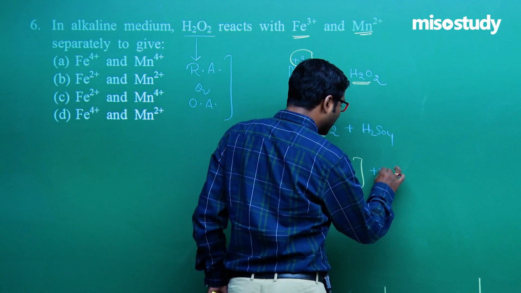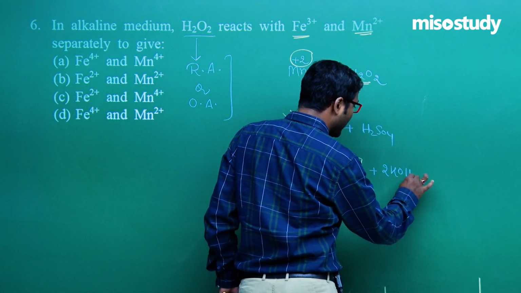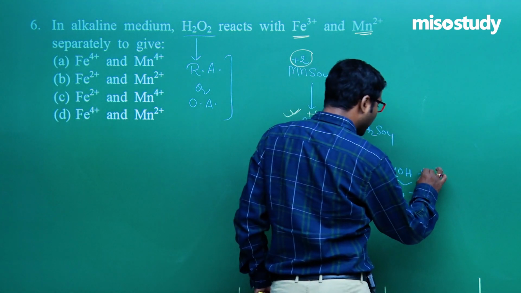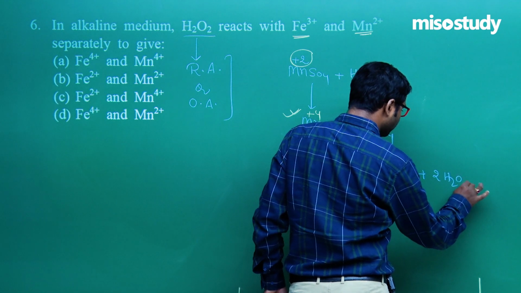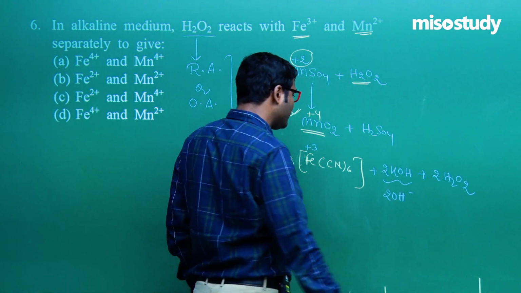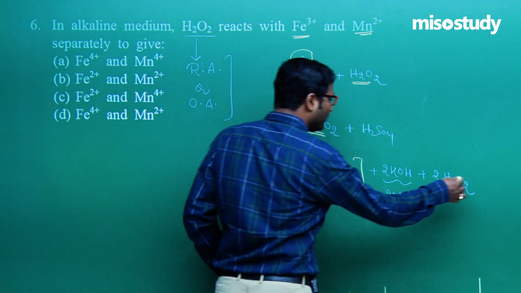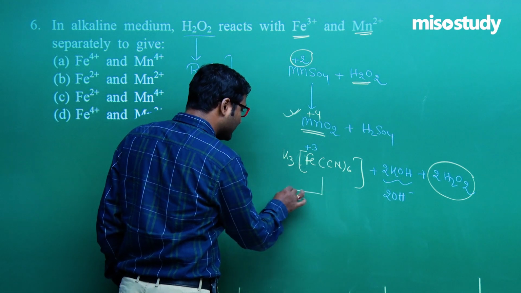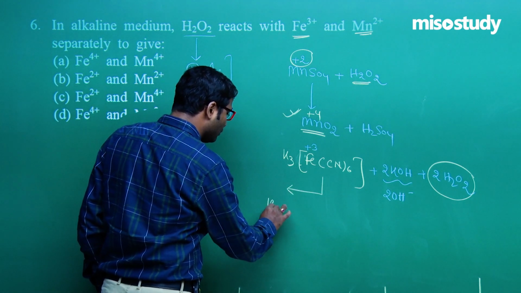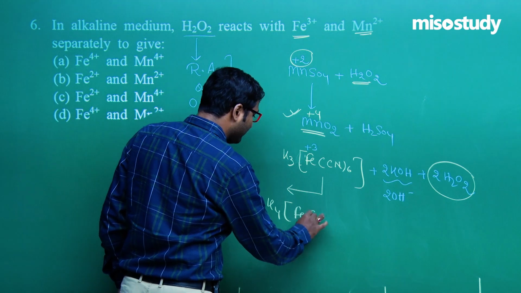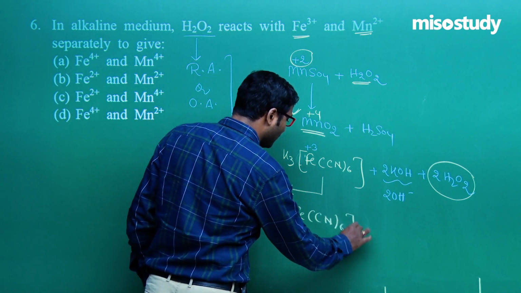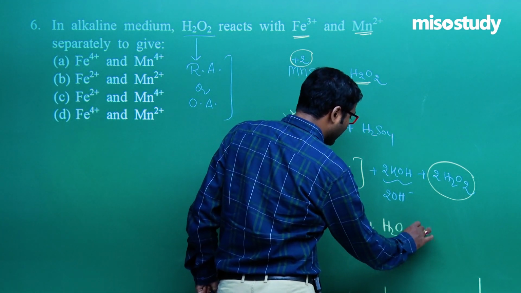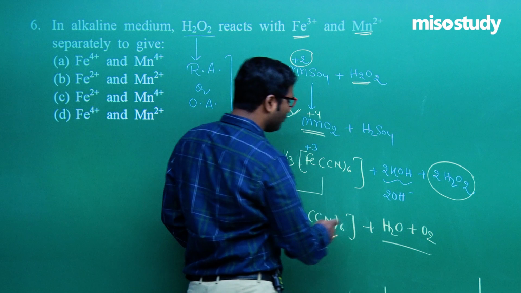The medium is alkaline, so we put here KOH, or we can write like this 2OH minus and plus H2O2. Clear to you? Now in this case, what will happen when treatment with H2O2, as I have discussed in my theory, that is 3 plus oxidation state, it will be converted to K4FeCN6, and the H2O2 will be converted to H2O plus O2.